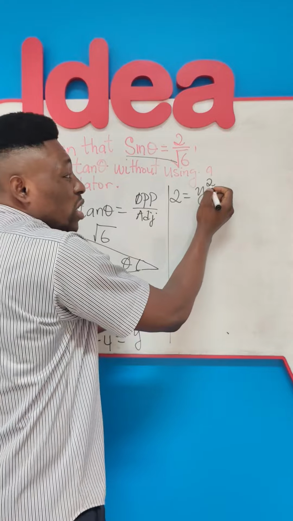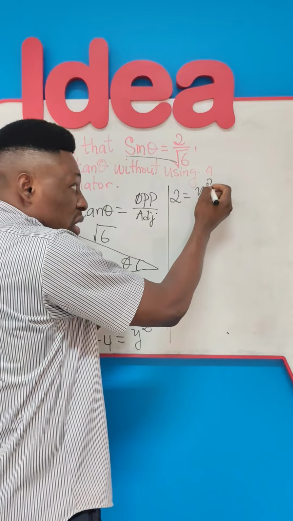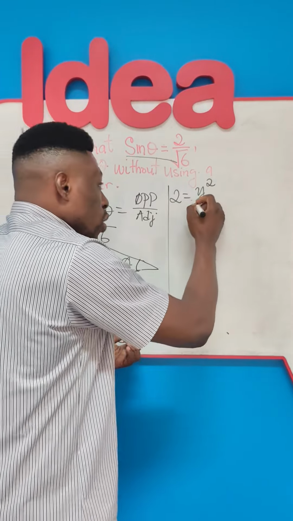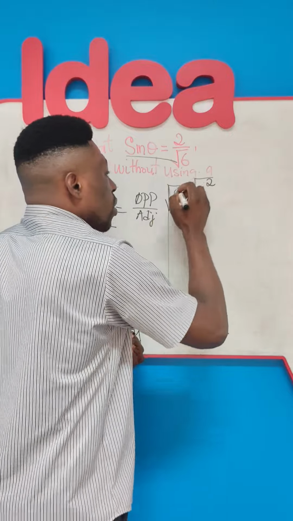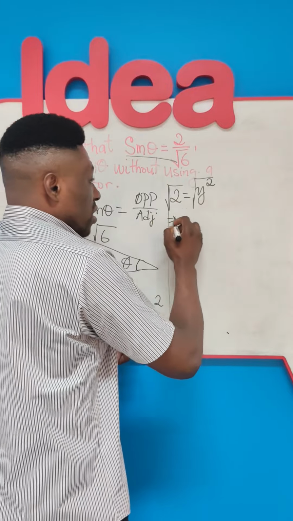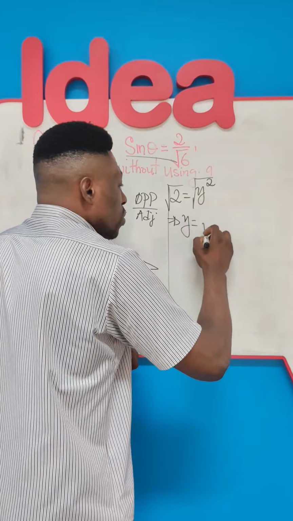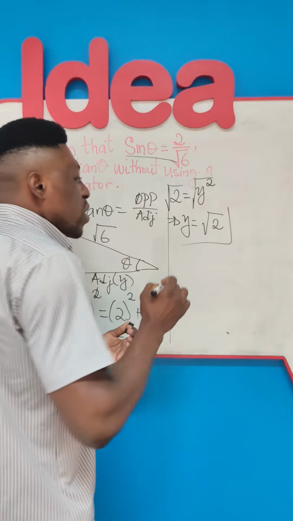So we will take the opposite of the implication of this 2. The implication of this 2 is square. So the opposite of it is square root, and we will do this on both sides. Therefore, this implies that y is going to be equal to the square root of 2. But we are not done yet.